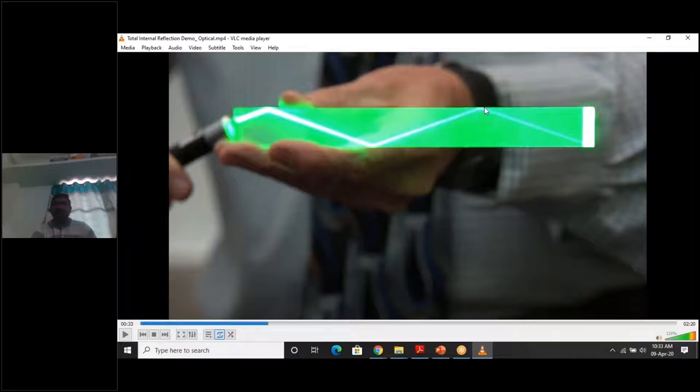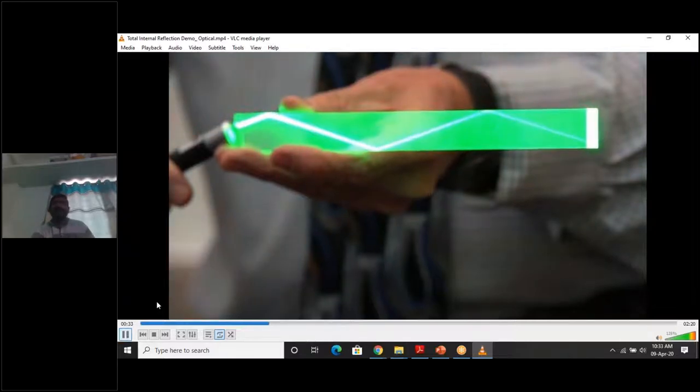Here once again, this is the denser medium, this is outside, the rarer medium. If this light ray goes like this, and the angle of incidence at this point is greater than critical angle, then the light ray is totally reflected back to the same medium. This is the total internal reflection. This is a live example of propagation of light inside the optical fiber.